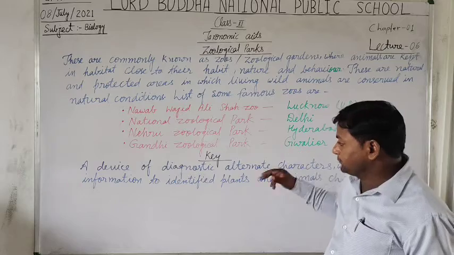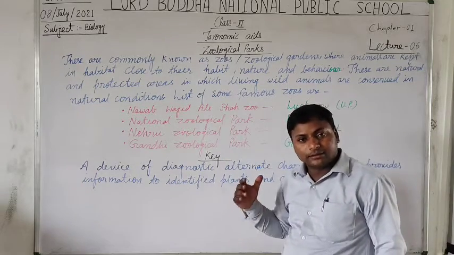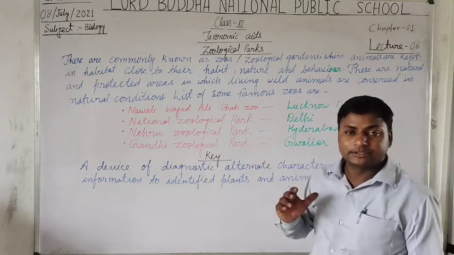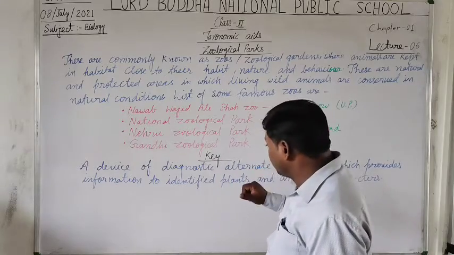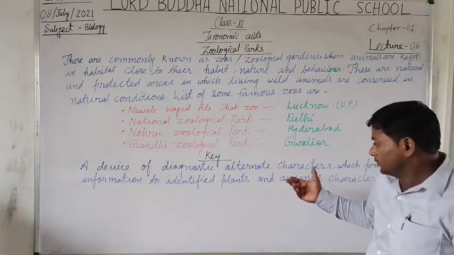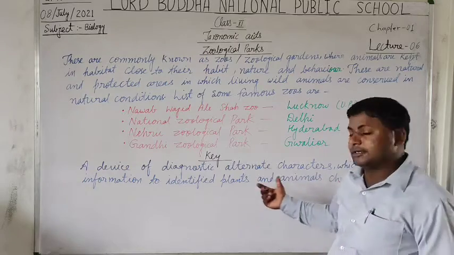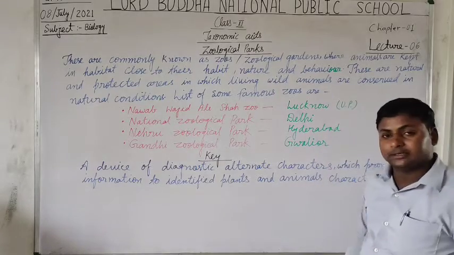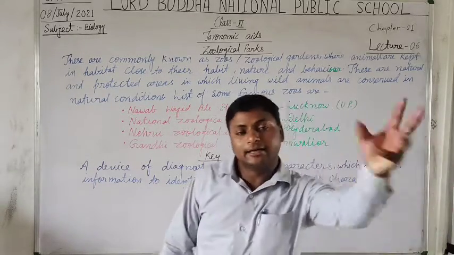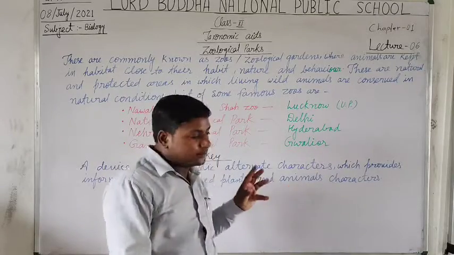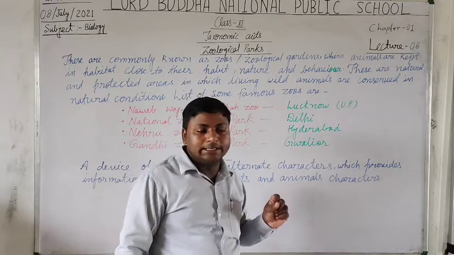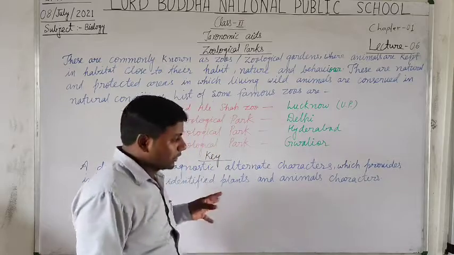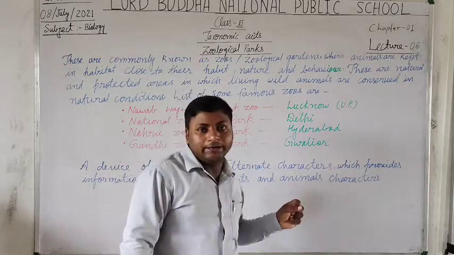Next one, student, is key. What is key? The term key was first used by Wade. It is a diagnostic device. It means knowing alternate characters which provide information to identify plants and animals on the basis of their nature and habitat. Most of the keys are based on two characters, and that's why they are also called couplet keys.